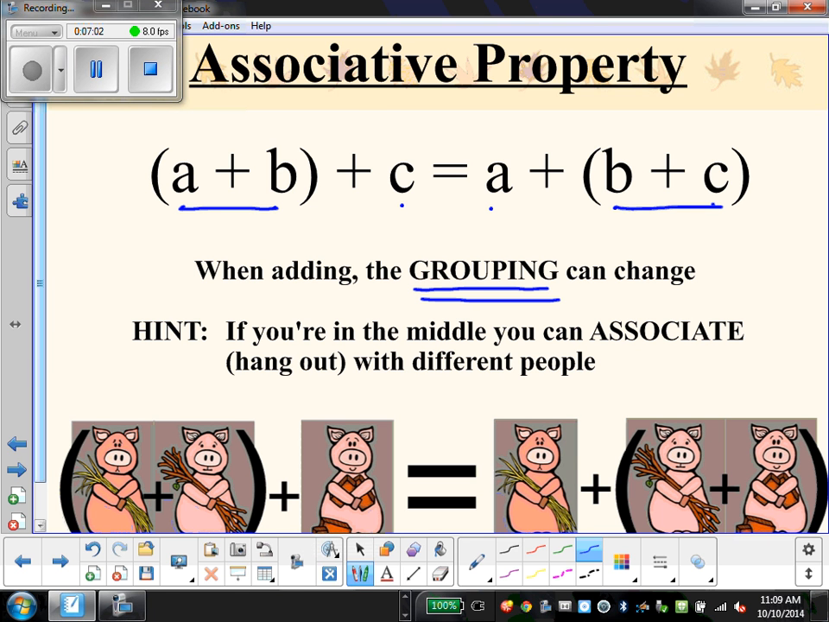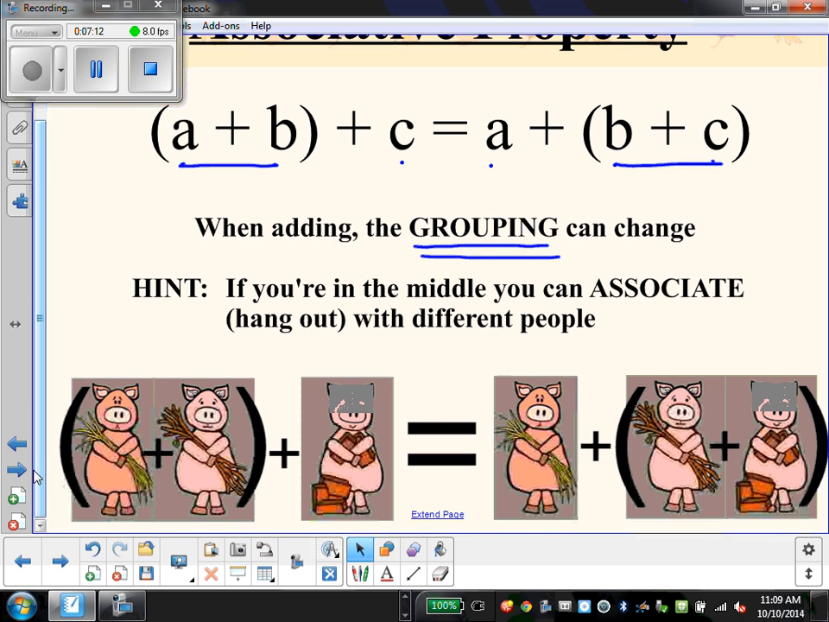So think of the word associate. Associate is who you talk to, who you hang out with. If you're sitting in the middle of a row, you could talk to the person to your left. So if this is you, okay, you could talk to the person to your left, or you could talk to the person on your right. But you have not moved seats. You guys are still in the same order.